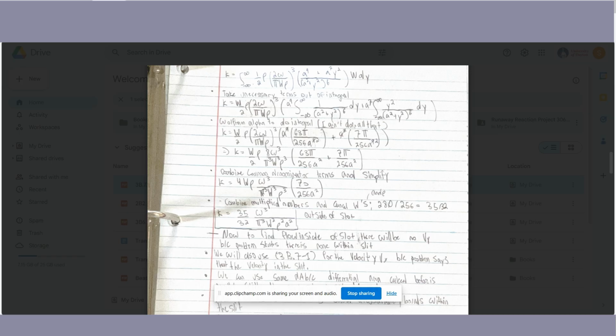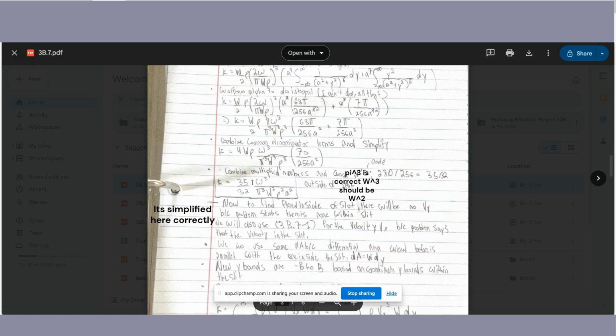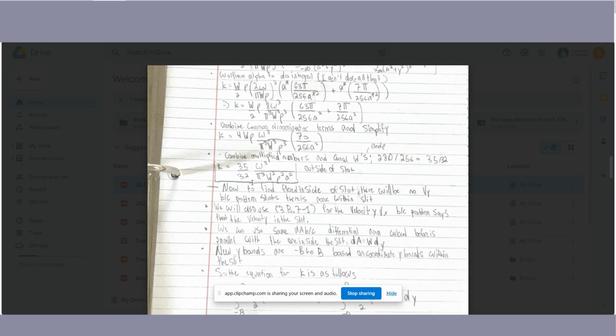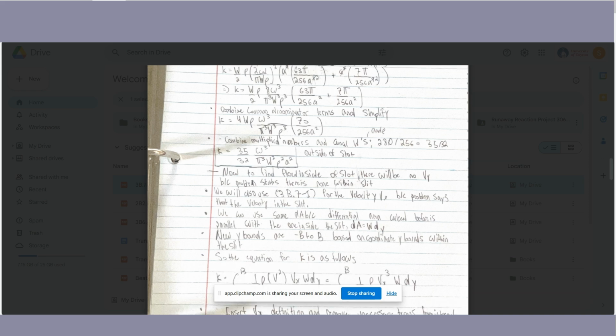This should actually be pi squared in the denominator. It shouldn't be pi cubed, sorry. I don't know why I didn't cancel it out. Sorry about that. I'll probably put a little note on the screen that corrects it. So you just combine the terms and you get this, and that's for the velocity outside of the slot.